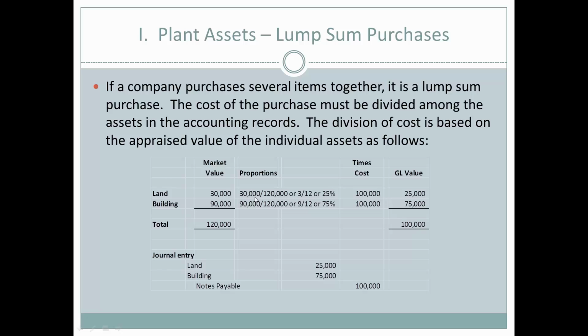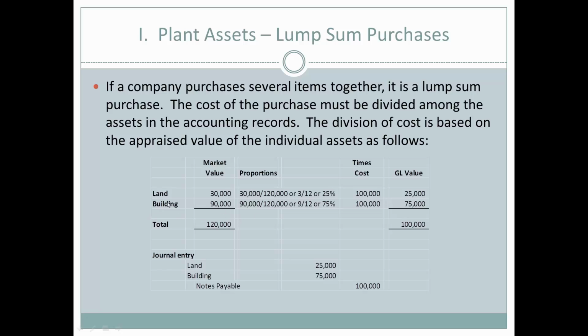Well, the way to do that is to take their proportions of the market value and multiply it by the amount paid. So let's look at that. We could take 30,000 divided by 120,000, or 90,000 divided by 120,000. We could abbreviate it to 3/12 or 9/12, or we could just simply say it's 25% or 75%, however you want to calculate it. But 25% of the $100,000 that you are paying for both the land and the building will be placed in the general ledger as the value of the acquisition cost of the land.